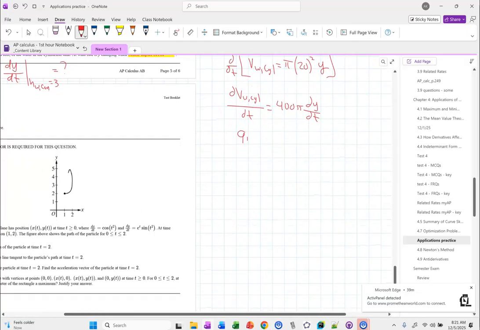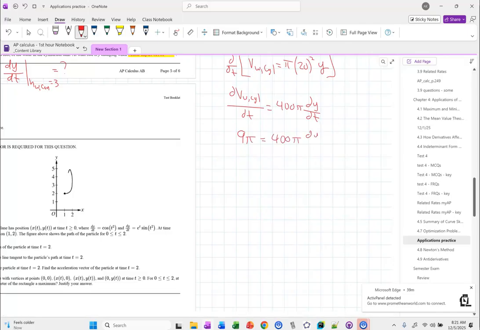But yes, that'll do us. So we have dy dt when h is equal to 3 is going to be just 9 over 400. I canceled the pi's when I did the division. And the unit would be feet per minute because it's just a length.